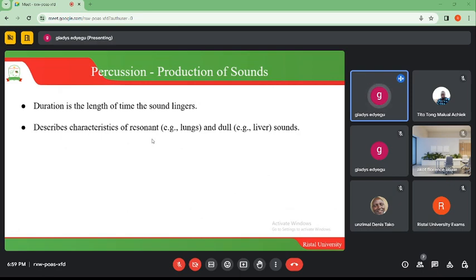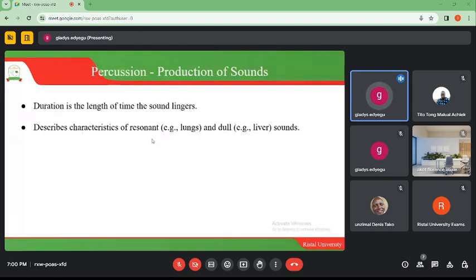For example, the lungs give a resonant sound, and the liver gives a dull sound. The resonant sound in the lungs is a normal sound. But when you percuss and you hear a dull sound from the lungs, then there is a problem. In the case of the liver, it has to give you a dull sound, and that one is normal. But if it gives you a resonant sound, different from this, then you realize this liver has a problem.